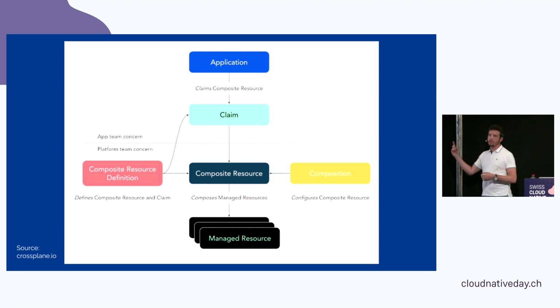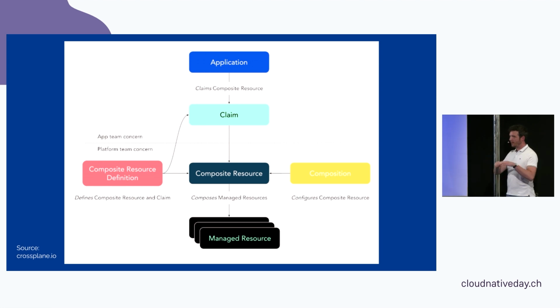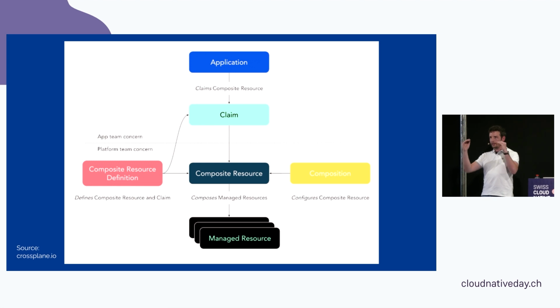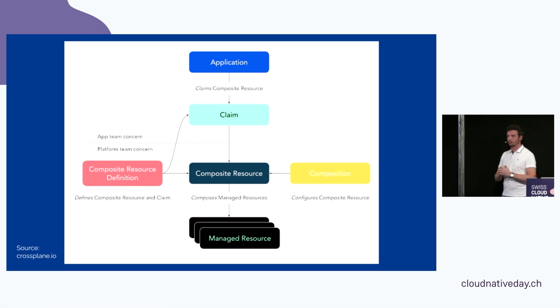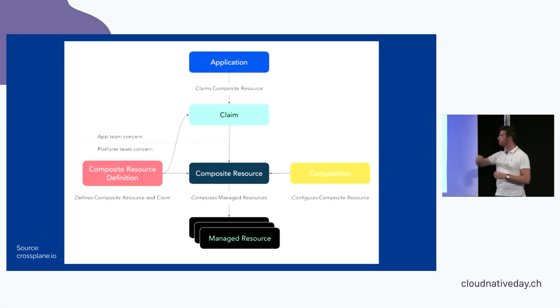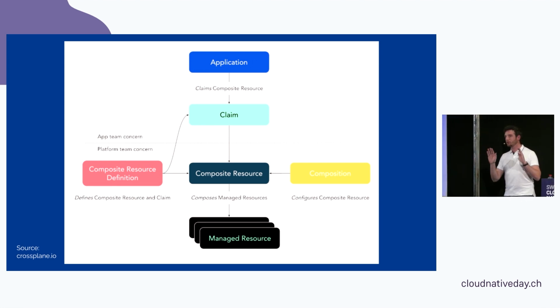So by kubectl applying those two manifests, I've created two managed resources. What I want to do now is set up this layer. I want to set up a line that draws the limit between the app team concerns and the platform team concerns. And Crossplane gives us the possibility to do that with these four objects: composition, composite resource, composite resource definitions, and claim. Yes, the name is confusing. Yes, they could have done a little bit more work on that.